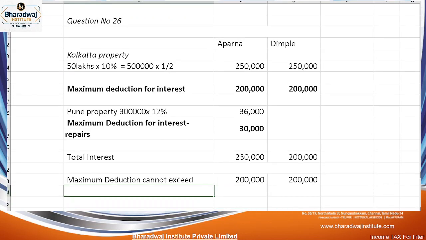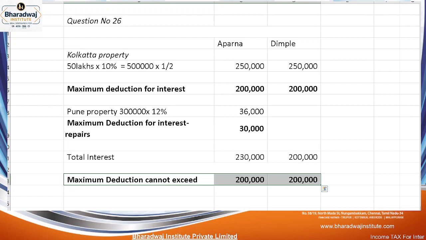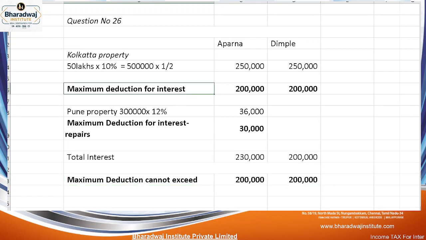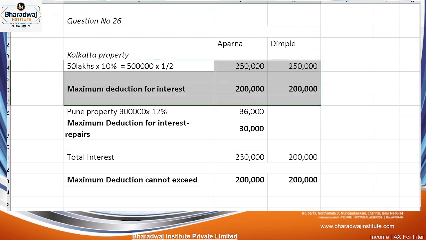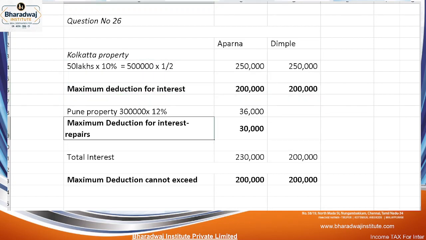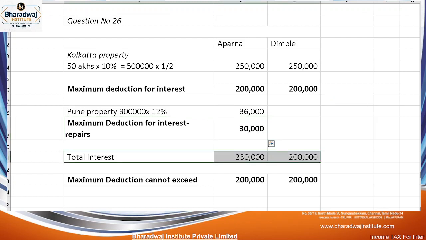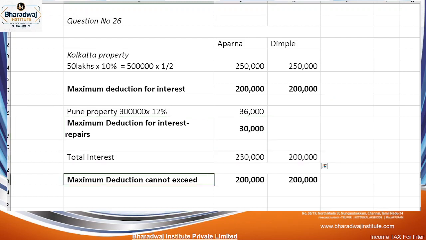Simple, you can just put 2 lakhs, 2 lakhs. Why work out this much? Roughly think and work it out. Already this 2 lakhs limit is exceeded. Interest for loan for purchase or construction 2 lakhs, repairs 30,000. Eligible interest is 2,30,000, but the maximum deduction for interest cannot exceed 2 lakhs. So 2 lakhs and 2 lakhs are the allowable deductions.